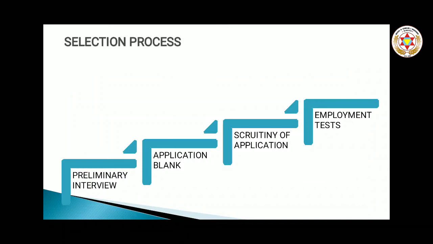In the first step, the PI, the preliminary interview, the company takes a first interview to know about the candidate, and when they find the communication skills of a particular person satisfactory, the candidate has to fill an application blank, the format of the organization. Sometimes it should be filled, sometimes not. After the PI, the scrutiny goes on. In scrutiny, when we find the best communication skills and all, we select a few people, and then it goes to the fourth step, that is the employment test.